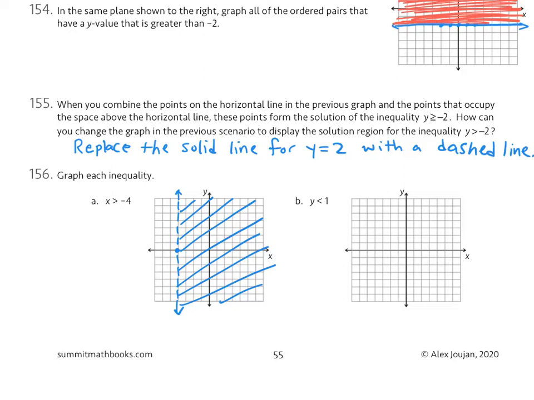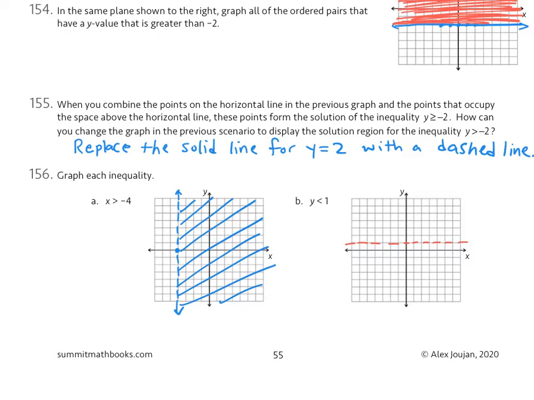Part B, y is less than 1. Let's first find all the points where y is equal to 1. That would be a y-intercept of 1, and then all these points to the right and all these points to the left. There is not a line underneath that inequality, so I'm not including the line y equals 1. I'm only including the region where y is less than 1.